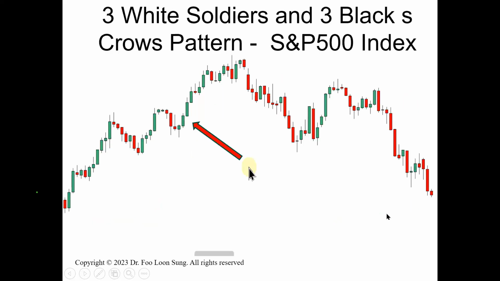Okay, let's move on to the S&P 500 and other markets. And that's really one of the most common and most profitable patterns, called the three white soldiers and the three black crows. Now this is a three white soldiers, and this is a three black crows. So you can call this three black crows as well.